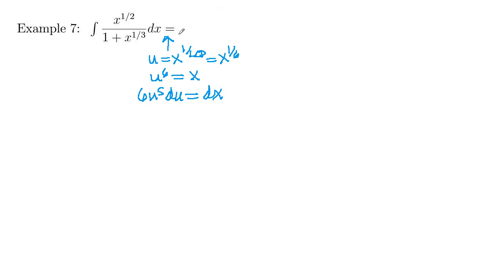So now we can go ahead and change the integral over here. We've got x to the 1/2. Our x is u to the 6th, so that's going to be u to the 6th to the 1/2. In the denominator, we've got 1 plus x, which is u to the 6th, to the 1/3 power. And then our dx, 6u to the 5th du.